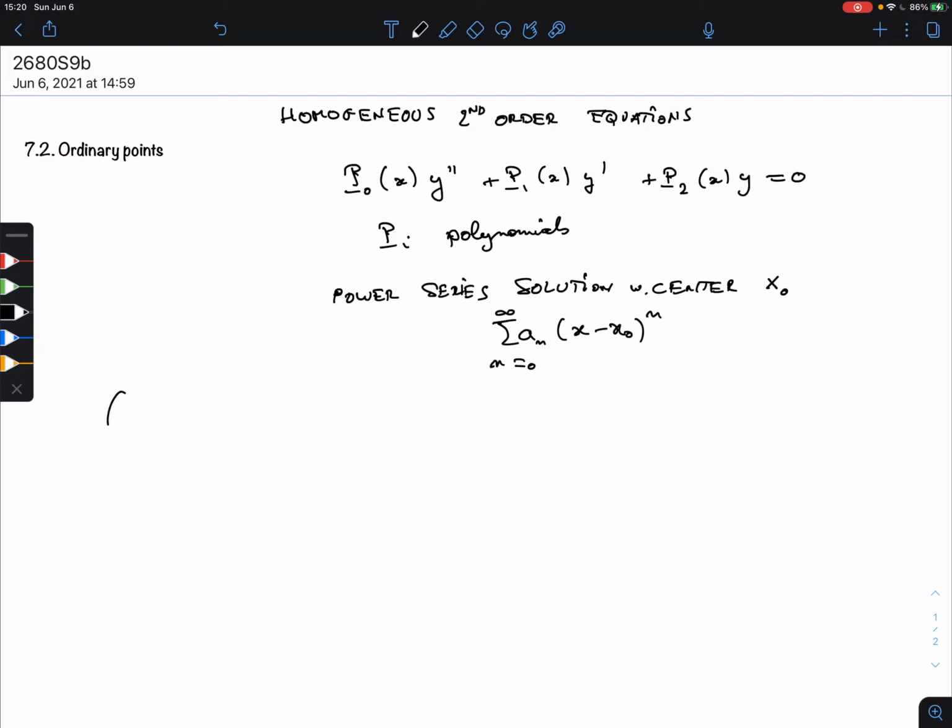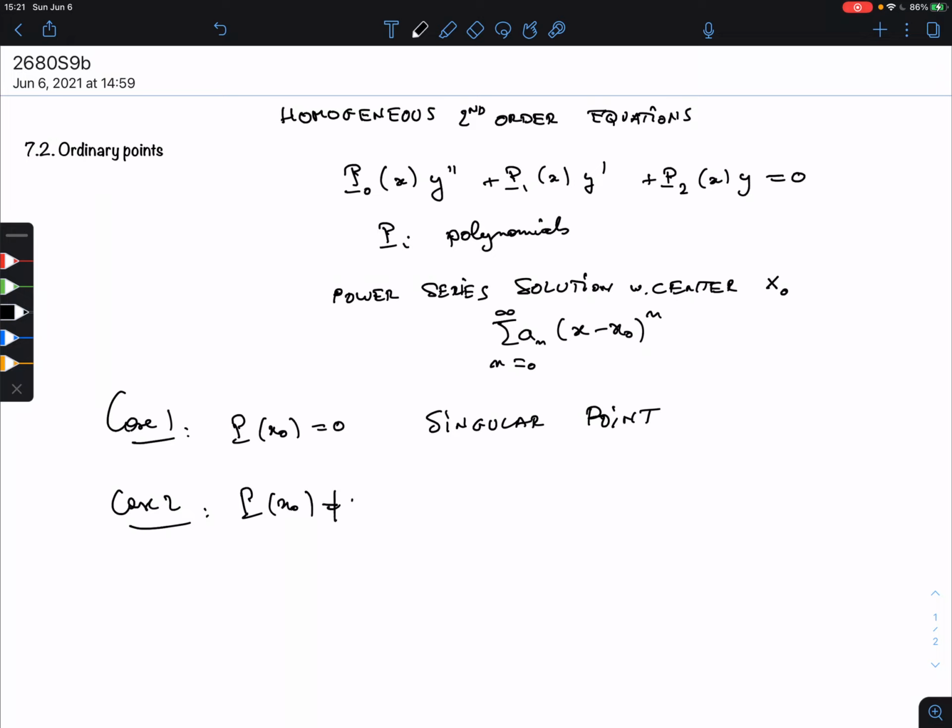So now there are two cases. Case 1 is that p of x0 is 0, so that this center that we're looking at makes this first term 0. Now, that doesn't mean that you can just ignore it. To the contrary, it makes it much harder. And this is the case that we call a singular point. We think of x0 as a point on the real axis, so that's why it's called point, or singular value if you want. And case 2 is that x0 is not a root. If x0 is not a root, then we call it an ordinary point.